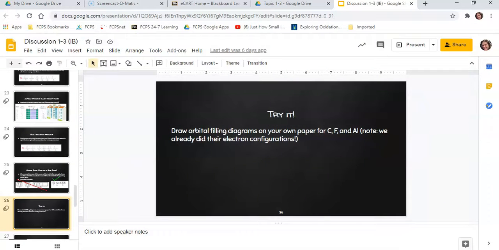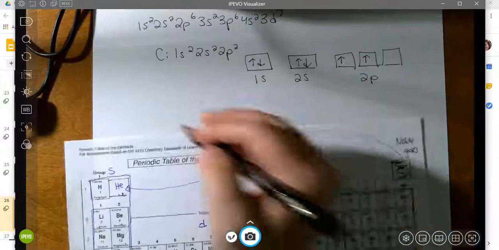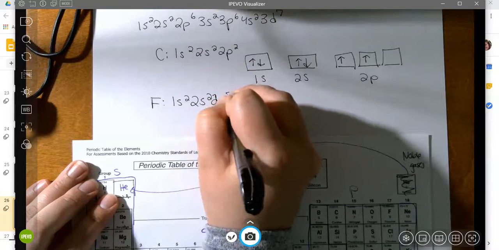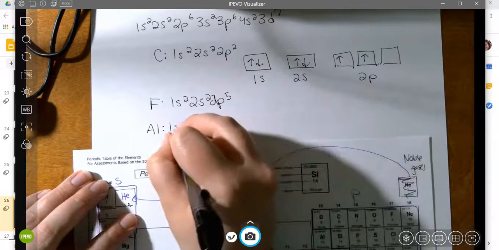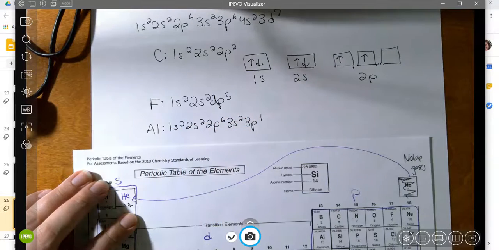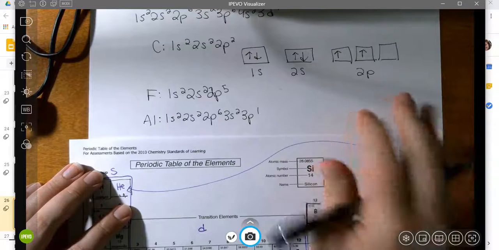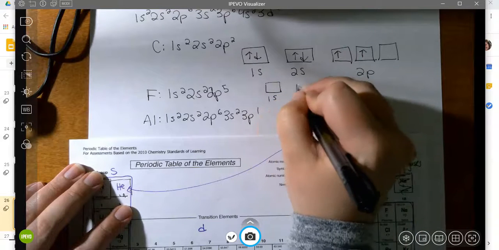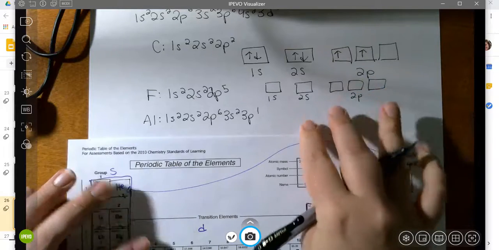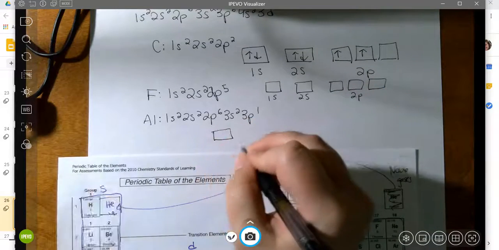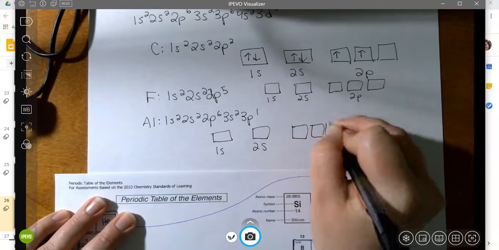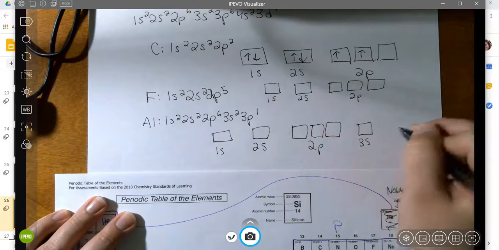Okay, so I want you to try fluorine and aluminum. And I'll write their configurations in case you don't have them handy. I want you to practice these and then press play when you are ready to go over them. Okay, so for fluorine, I have 1s, 2s, and 2p orbitals. And for aluminum, I have 1s, 2s, 2p, 3s, and 3p.